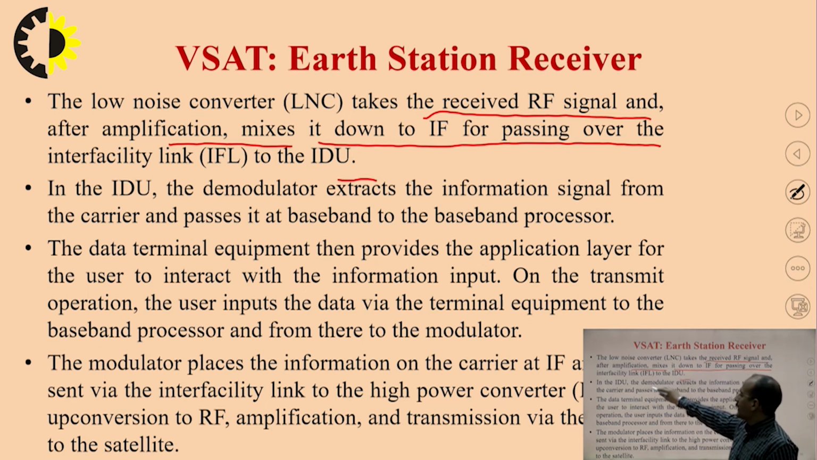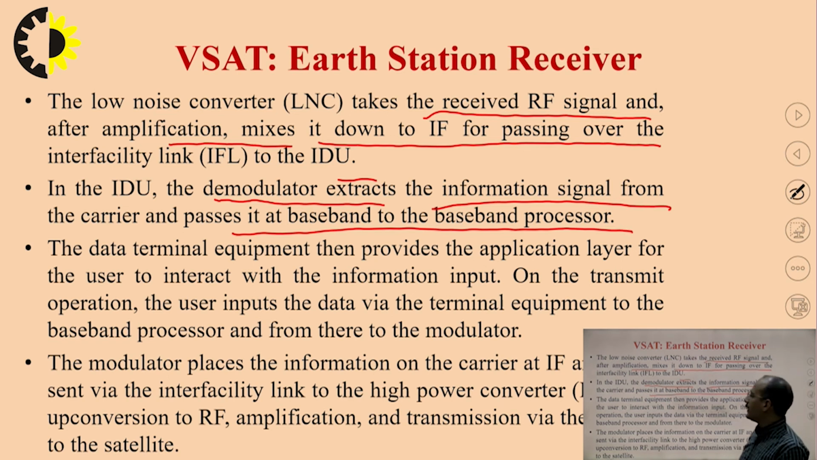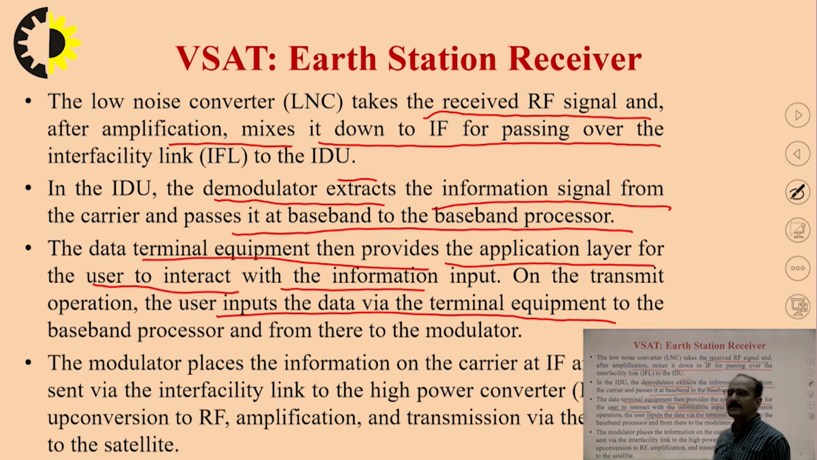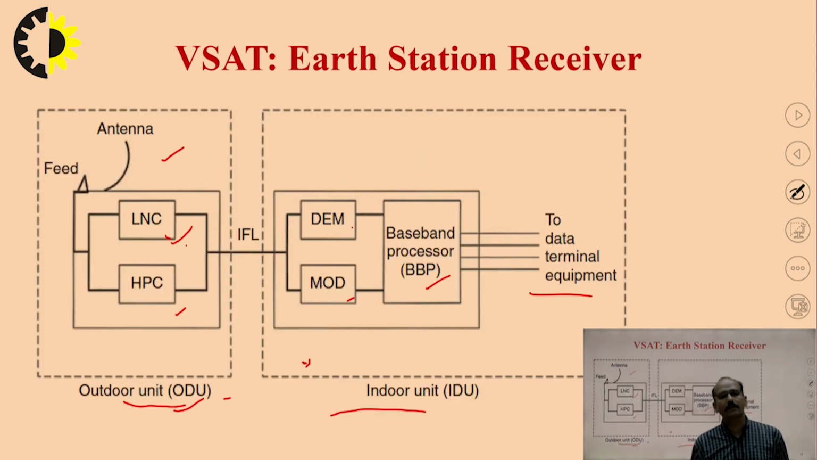The indoor unit has a demodulator to extract the information signal from the carrier and pass it at baseband to the baseband processor. Similarly, the data terminal equipment provides the application layer for the user to interact with the information input, and also to transmit. The user inputs the data via the terminal equipment to the baseband processor. Similarly, the modulator places the information on the carrier of intermediate frequency, and this is sent via the inter-facility link to the high power converter HPC.